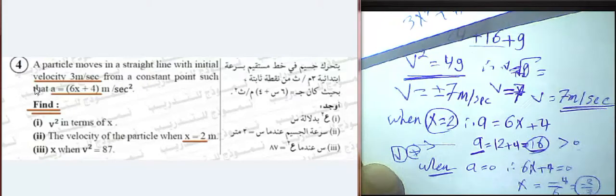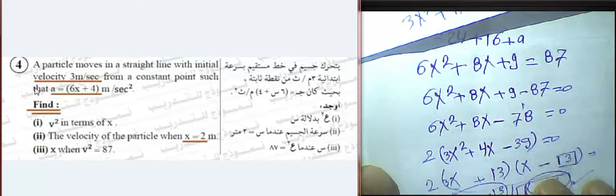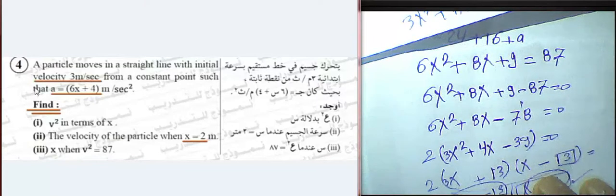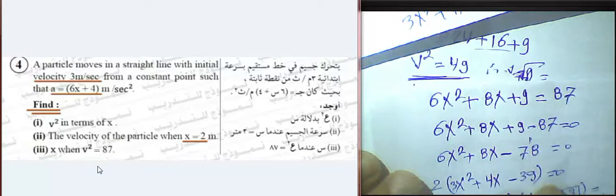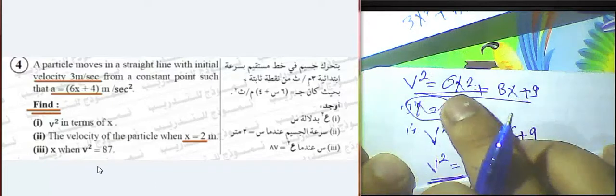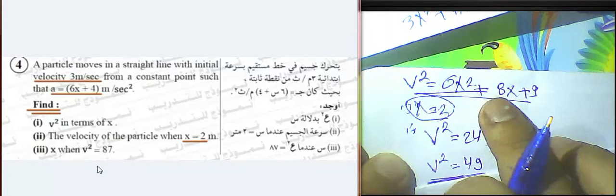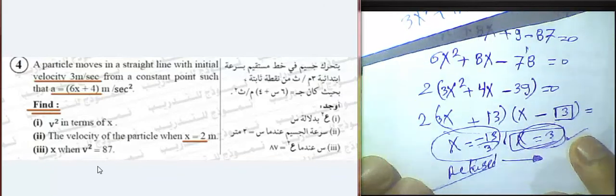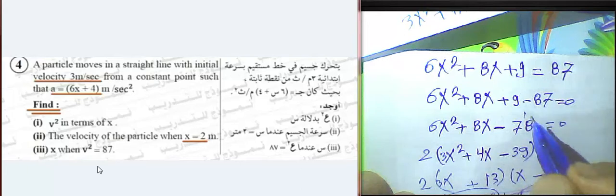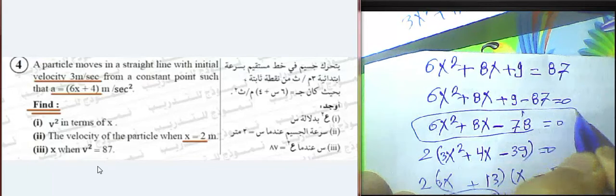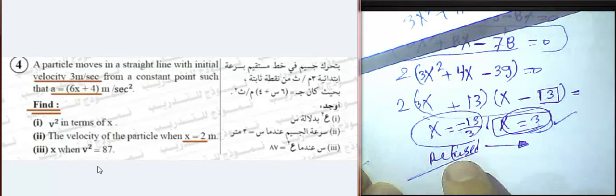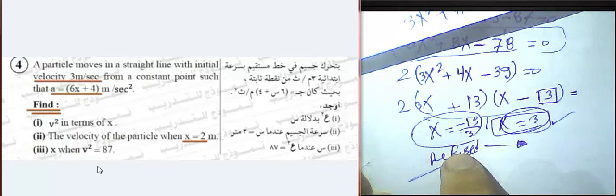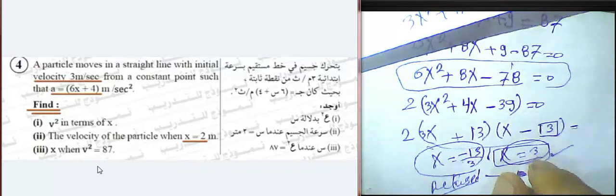Okay, and we can complete. When v square equals 87, you can write here this equation: v square equals 6x power 2 plus 8x plus 9 equals 87, and we can solve it by using a calculator. Using this equation with a calculator gives us negative and positive, and the negative result here will be impossible, so it is refused, but x will be equal to 3.